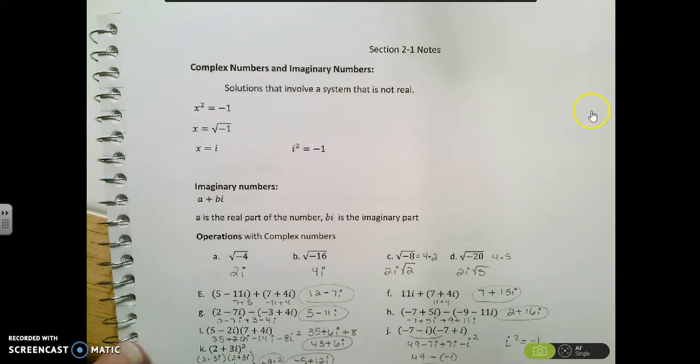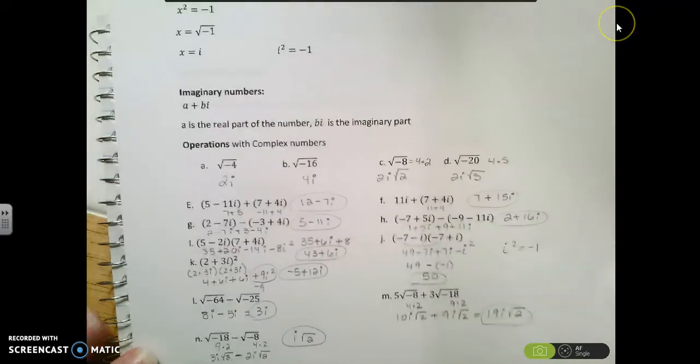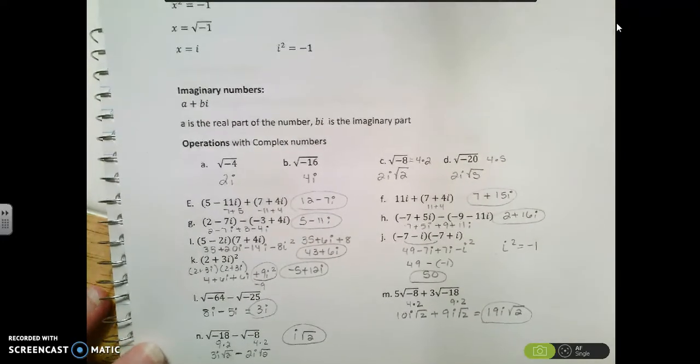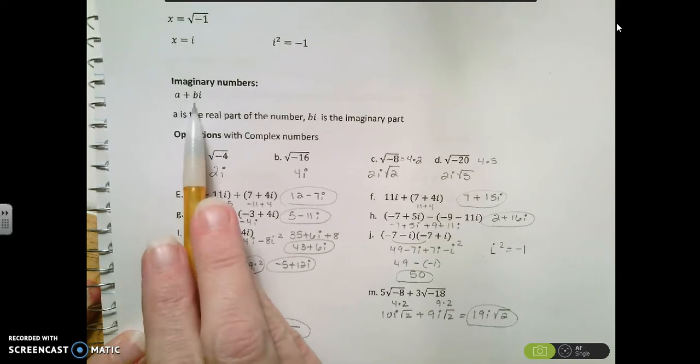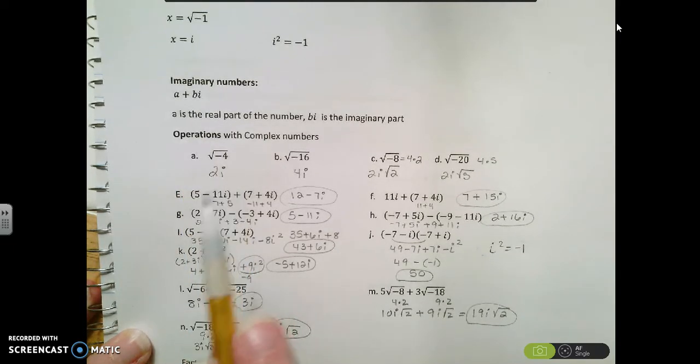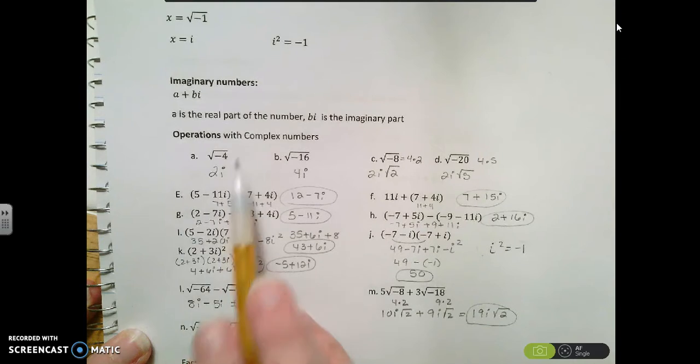So for imaginary numbers, there are two parts to an imaginary number, the real part and then the imaginary part. So the real part is the a portion of the number, and the imaginary part is the b. So we'll look at some more examples of those.